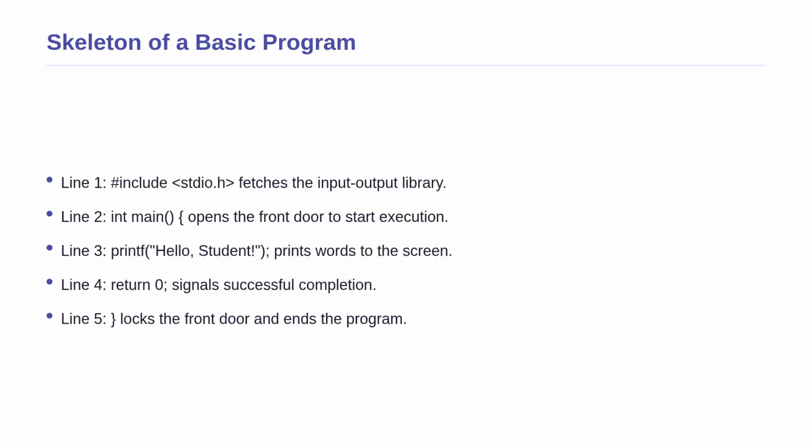Let us see this structure in action with the simplest possible program. We will build it step by step. Line 1 is our preprocessor directive, fetching the standard input-output library so we can print text. Line 2 opens the front door with int main, and the opening curly brace marks the start of our instructions. Line 3 is the actual instruction, telling the computer to display hello student on the screen.